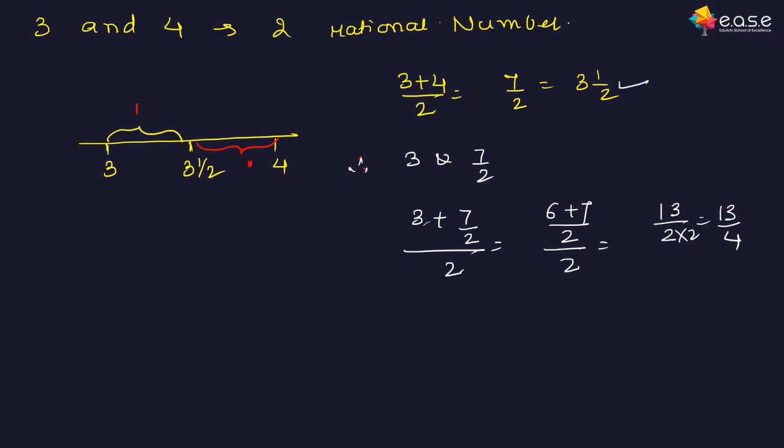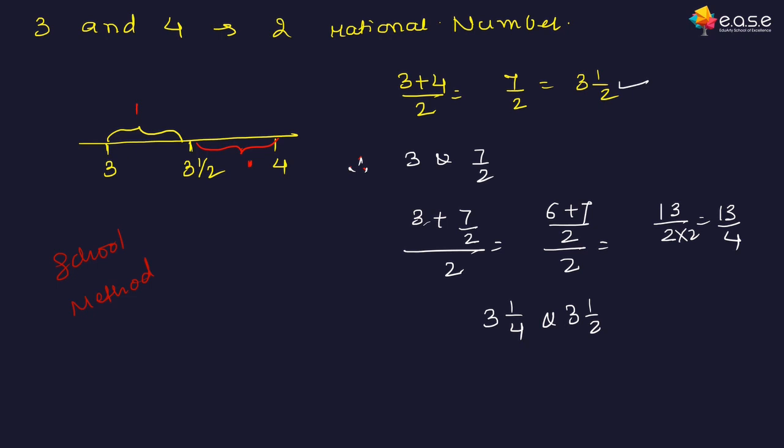13 by 4 means how much? 4 3s are 12, remainder 1, so 3 1 by 4. So 3 1 by 4 and 3 1 by 2 are the two rational numbers between 3 and 4, and the ones we got earlier were 3 1 by 3 and 3 2 by 3. Correct? These were the two numbers we got. Both the answers are treated as correct. This is your school method; the other was an alternate method that I showed you previously, but that method is also acceptable.